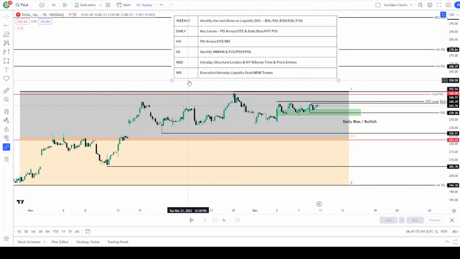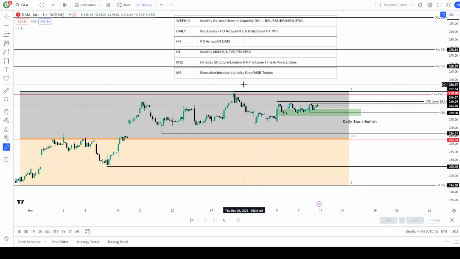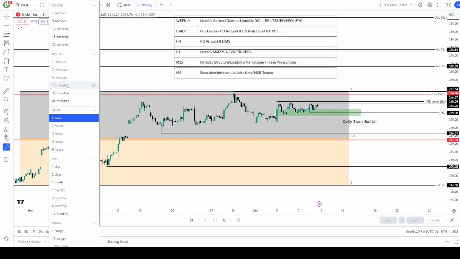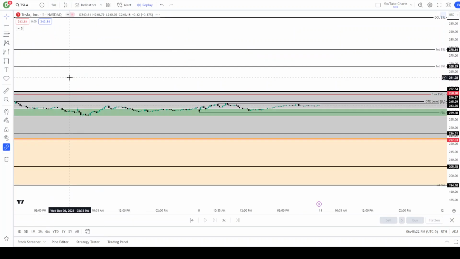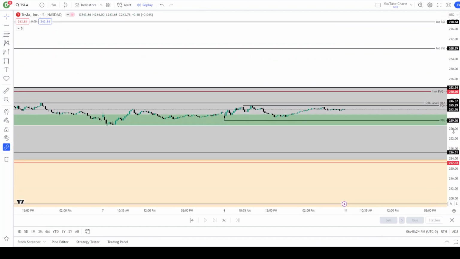Then the last thing we're going to look at is the intraday structure. We don't look at that on Tesla right now, since we're not looking for the week ahead to look at kill zones and price entries. But I've found an indicator that works pretty decently for MSB, MSS, market structure shifts and market structure breaks. I do want to show you guys that if it's something you're interested in adding to your charts. So we're going to bypass the 15-minute and go right to the 5-minute just so I can show you this indicator.